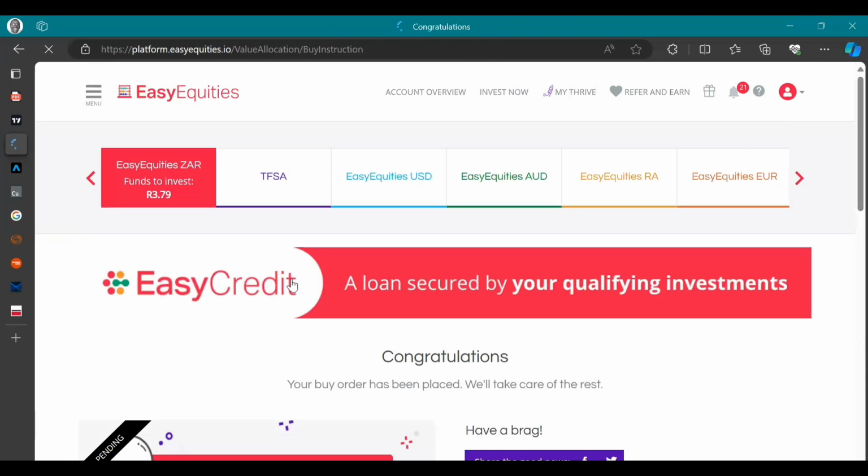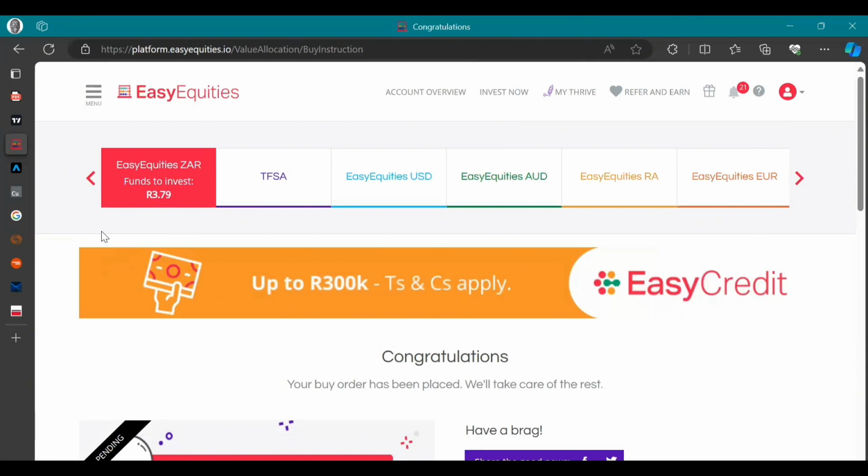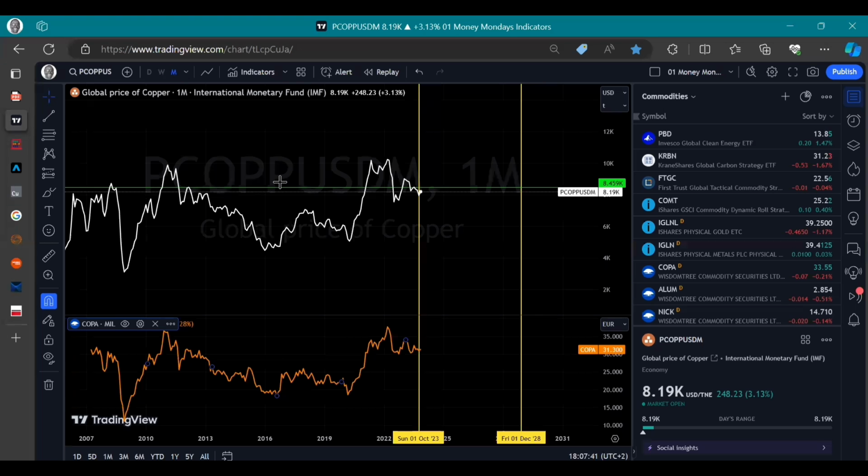So it's very easy to actually buy. It's very easy to sell. The difficult part is obviously the analysis. So I'm going to use copper here as an example. One of the first things that you have to do is analyze the price history of the actual commodity and understand where in the commodity cycle the commodity actually is.